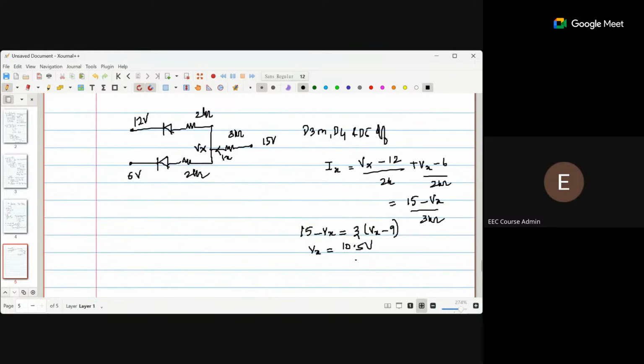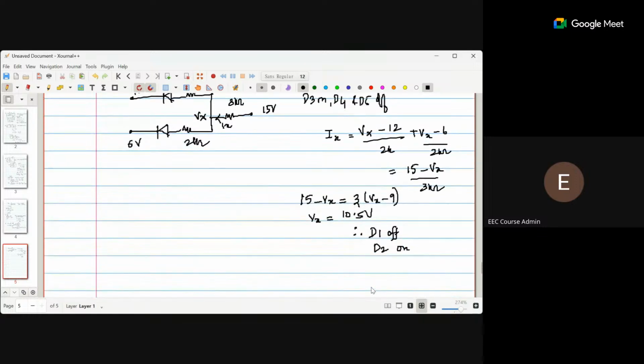So with 10.5 volts, between D1 and D2, which will be on and which will be off? That 12 volt one will be off and 6 volt one will be on. Yeah, so D1 will be off and D2 will be on. So Ix will be, with this condition of the status of the diodes, D1 off and D2 on, 15 minus 6 by 2 kilo ohm plus 3 kilo ohm. So that will be 9 by 5, so 1.8 milliamps.